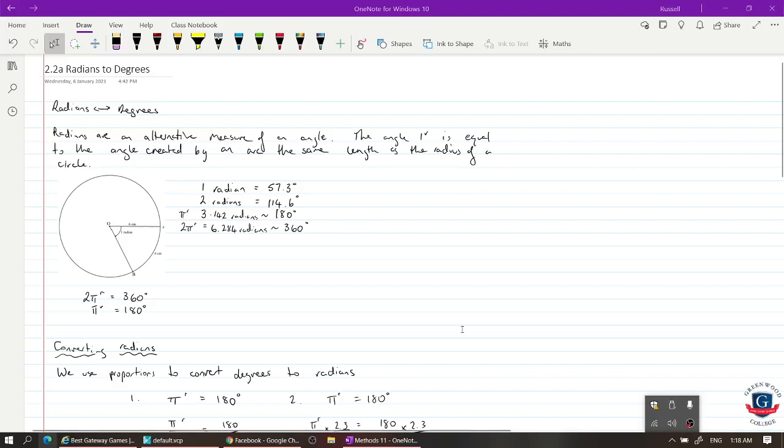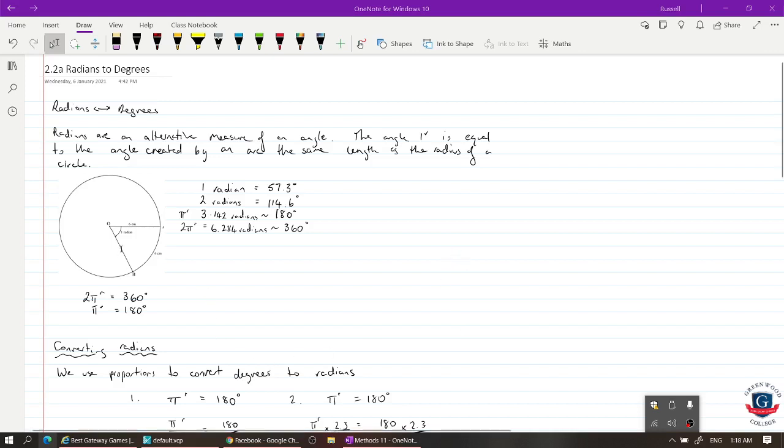Hi everybody. Over the next two videos we're going to look at how to convert radians to degrees and then how to use radians with regards to segments, sectors and arc lengths. But we'll start with the basic idea of a radian.